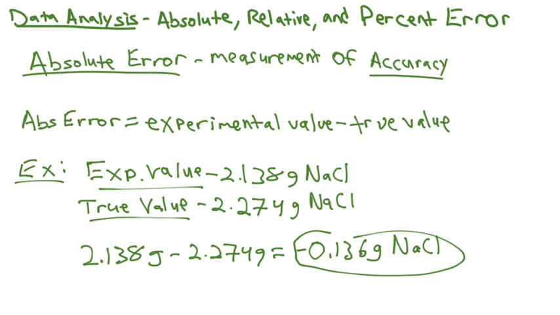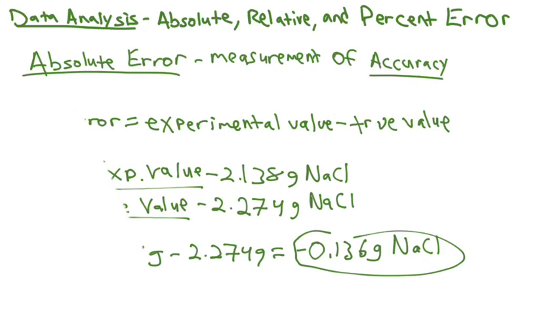Because this is an indication that you lost product when you performed your experiment. And that's to be expected, because not everything is 100% perfect in chemistry. Sometimes we lose product just in our process. Sometimes we have product that's more than what we started with, which is a little bit harder to explain, but something to be on the lookout for. So once again, absolute error by itself doesn't really mean much.